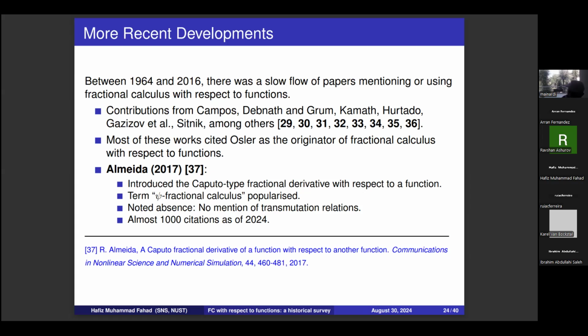So in 2017, Almeida introduced the Caputo type fractional derivative with respect to a function, and his paper turned out to be a trendsetter both in notation and in terminology, with the term psi-fractional calculus. His work has been cited nearly 100 times as of 2024, and he did not address the transmutation relations throughout his works.